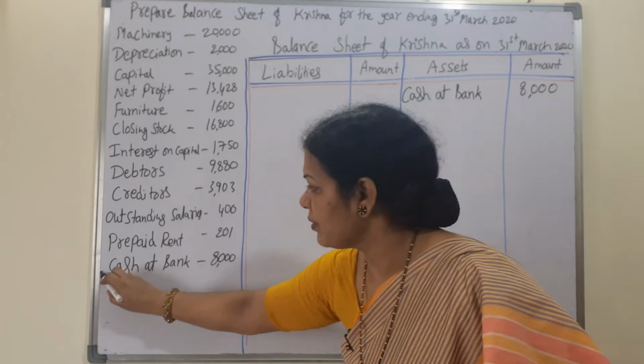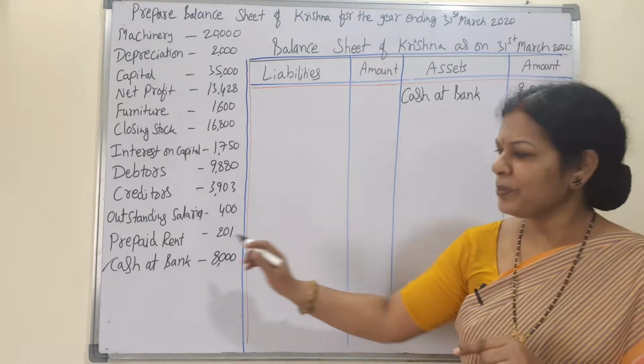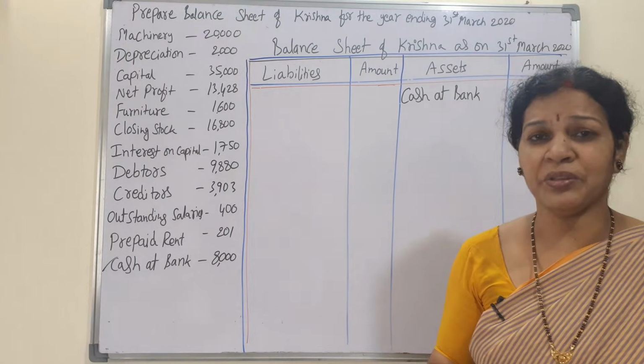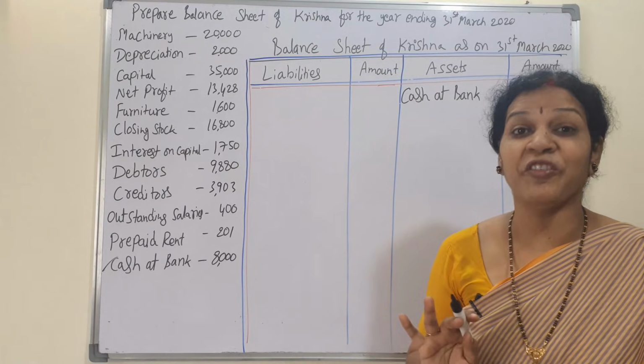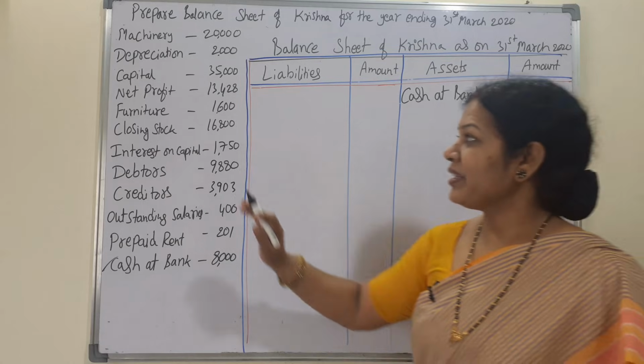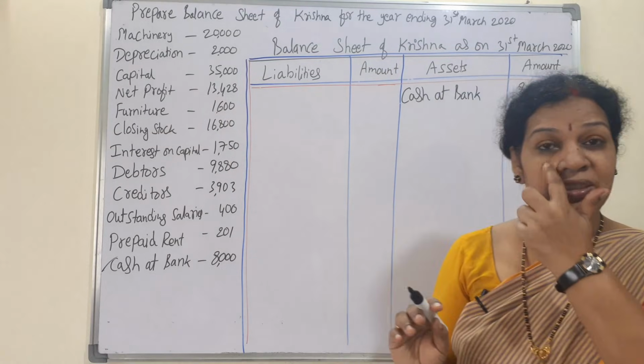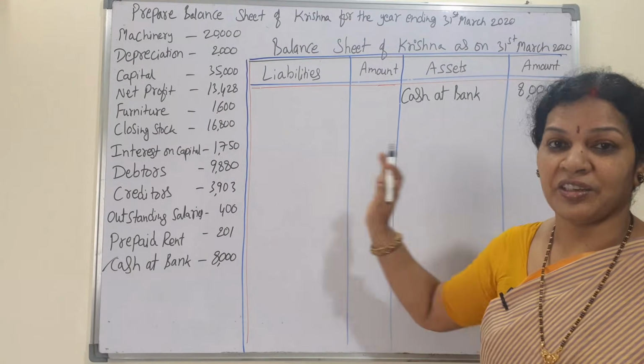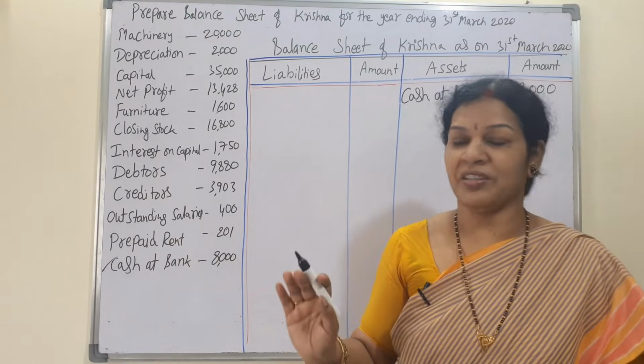This is over. Once you post it, put a tick mark, so that it will be easy for you to confirm that it is over and you have posted it. Next, after that, each and every transaction we'll see. If it is an asset, we'll take it on the asset side. If it is a liability, on the liability side.